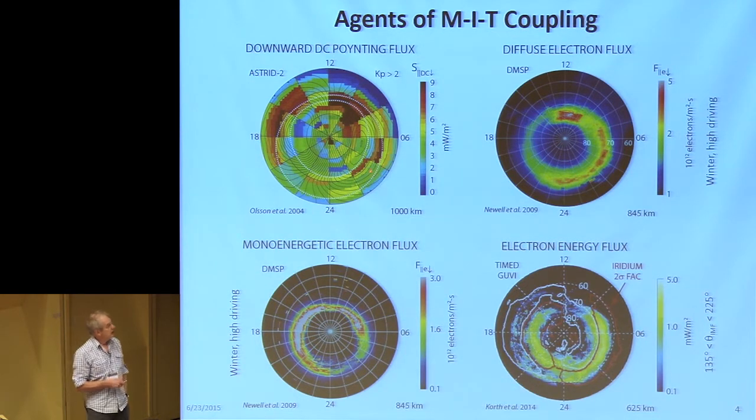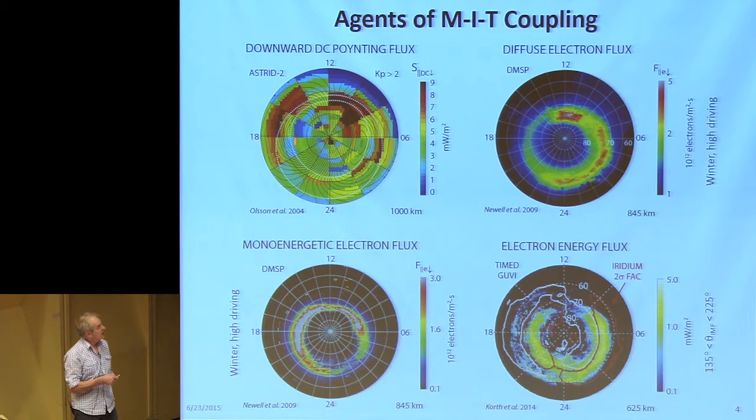This is a year of average data for Kp larger than 2 from the Astrid-2 satellite to give you a sense of the distribution. These regions over here are where the region 1, region 2 currents close in the ionosphere. That closure has a Sigma_P E squared, a significant Joule dissipation. It's got to be powered by Poynting flux coming down.